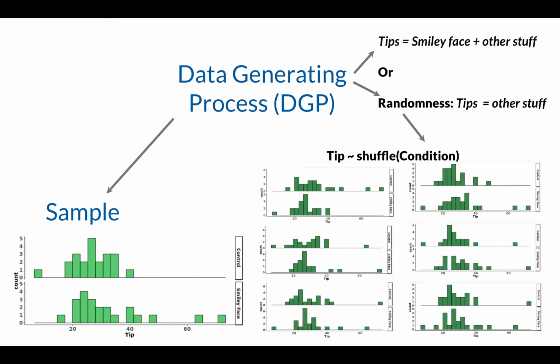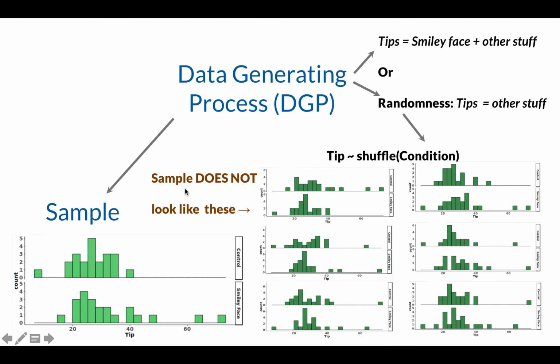Now, why do we do this? Well, the big question is, we don't know how this sample was created. We know how these samples were created. We know that they were created by shuffling. And so we call these simulated samples rather than the real sample. And what we want to know is, hey, is this real sample? Does it look like these or not?